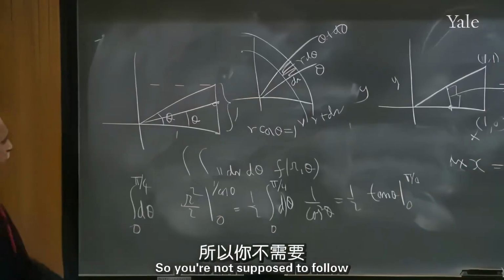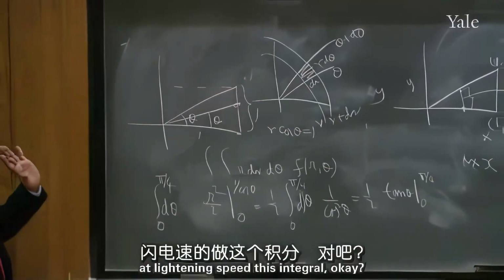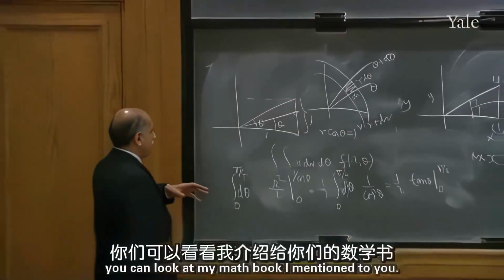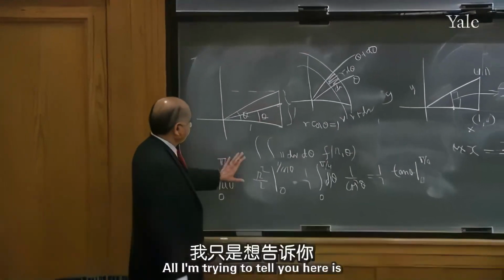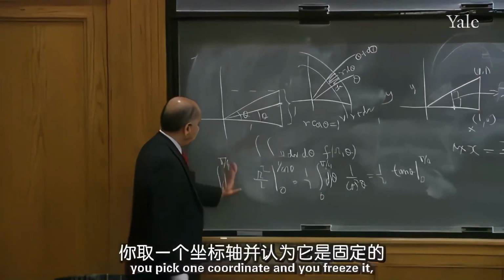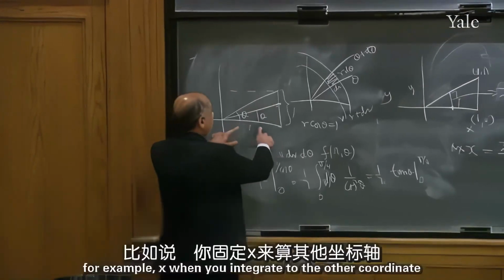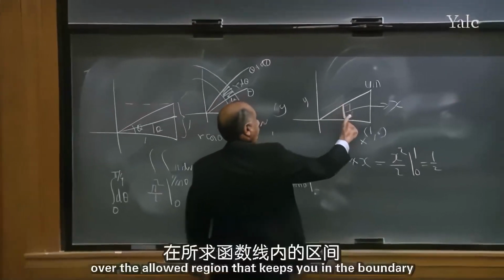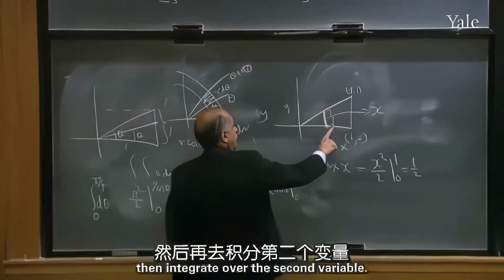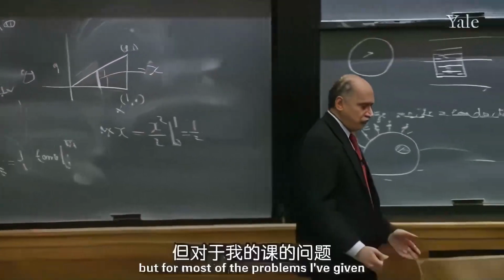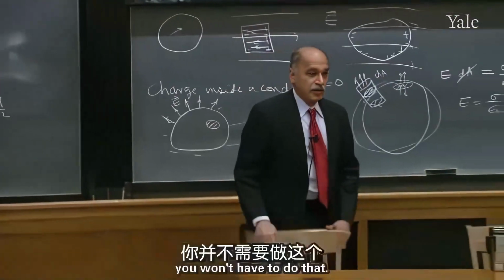So you're not supposed to follow at lightning speed this integral. Okay? Either you've seen it before, or if you need some help, you can look at my math book I mentioned to you. All I'm trying to tell you here is when you have multiple integrals, you pick one coordinate and you freeze it, for example, x, then you integrate on the other coordinate over the allowed region that keeps you in the boundary, then you integrate over the second variable. You may need that, but for most of the problems I've given, you won't have to do that. They're pretty simple.